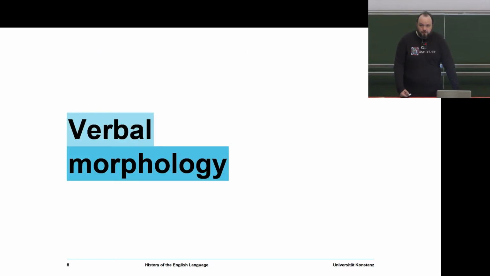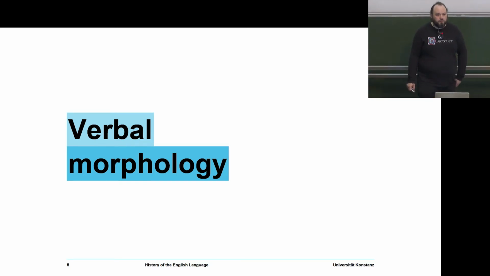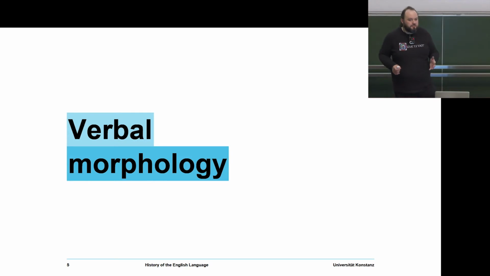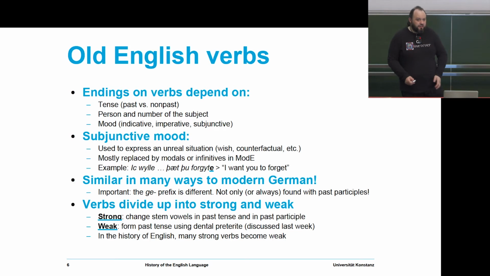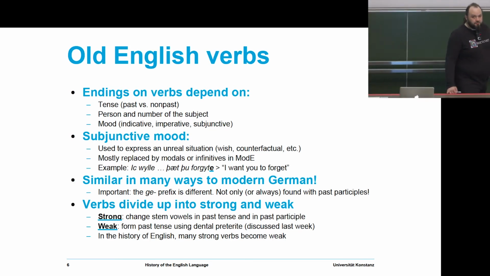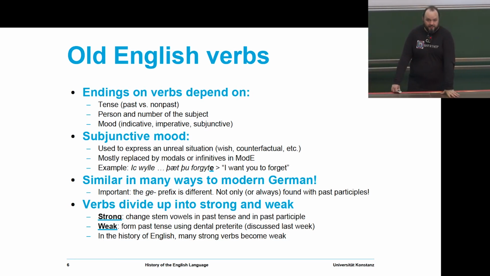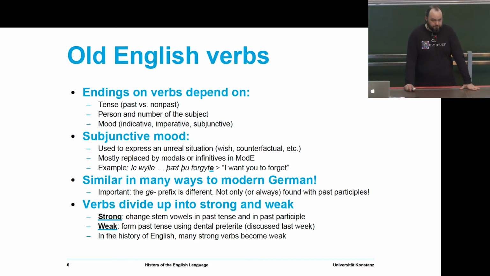When it comes to the verbal morphology, as I said, there's a lot more of it than there is in the present-day language, and there are a lot more distinct endings. So that's not to say that every single combination of person and number and tense and mood has its own ending. So the features that we're interested in for the verbs are tense, and the tense system works more or less like it does today. So we've got past and non-past. We've only got two tenses.